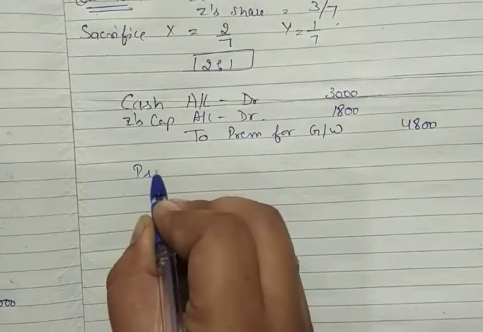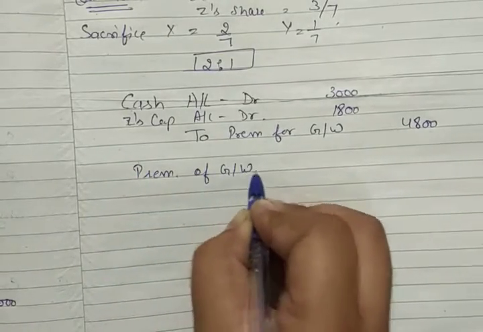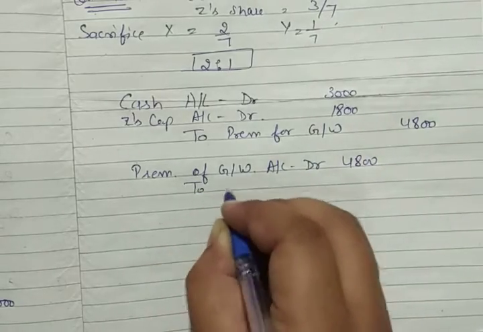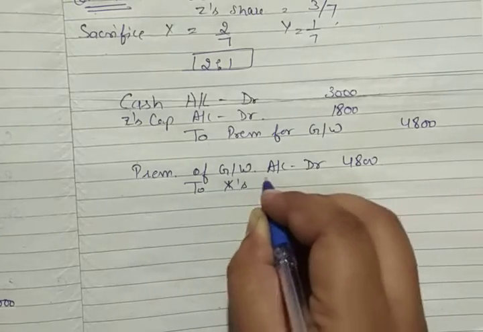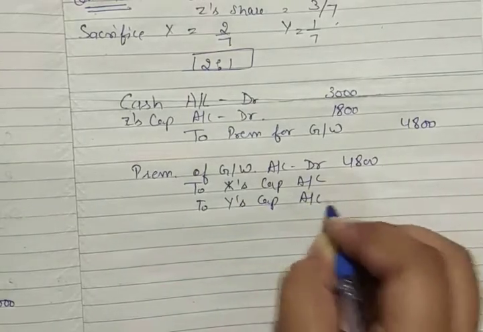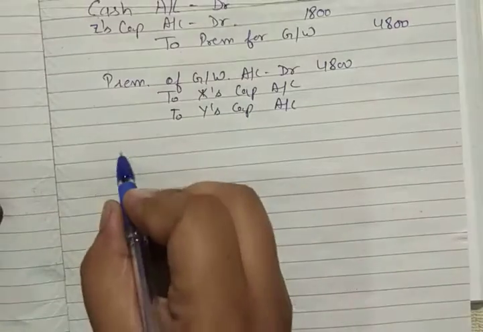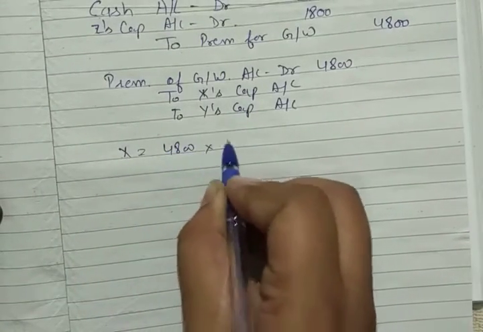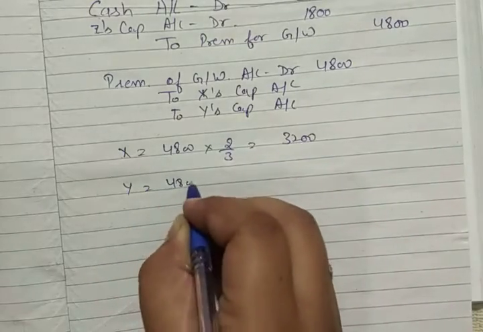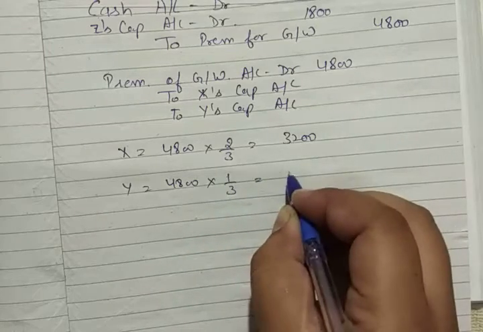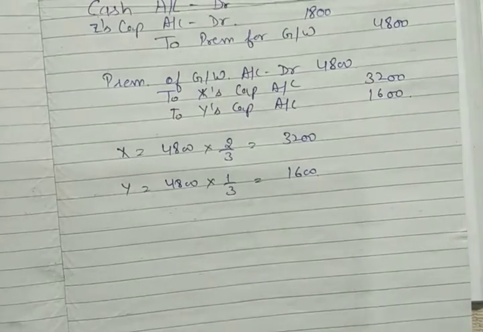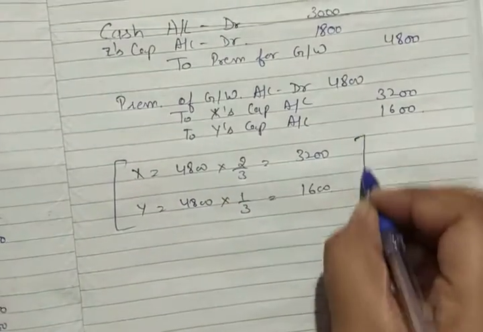After that, we will just distribute the rest of the goodwill to the old partners, that too in the sacrificing ratio, and the sacrificing ratio is 2:1. So we will write it to X capital account to Y's capital account, and the sacrificing ratio is 2:1. So if we divide the 4,800 into 2/3, then it will become 3,200, and for Y it will become 4,800 into 1/3, that is 1,600. So I'm writing here 3,200 and 1,600. That's it. The question is complete. This is the working note.